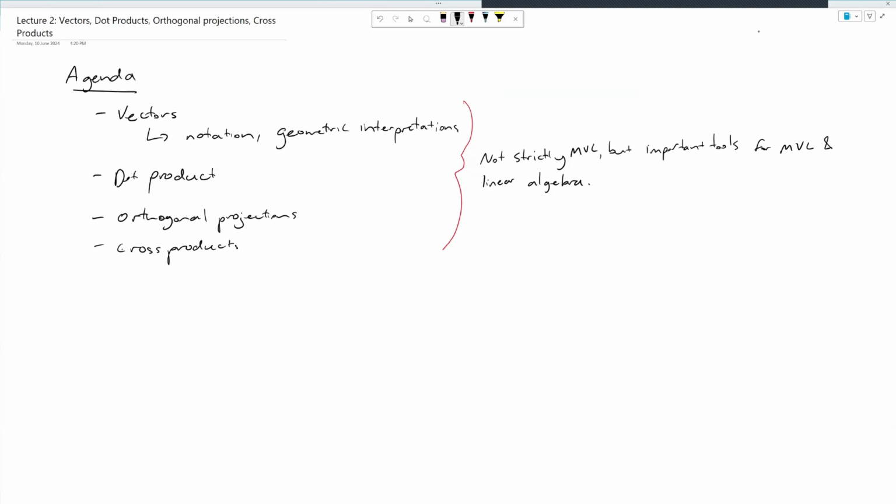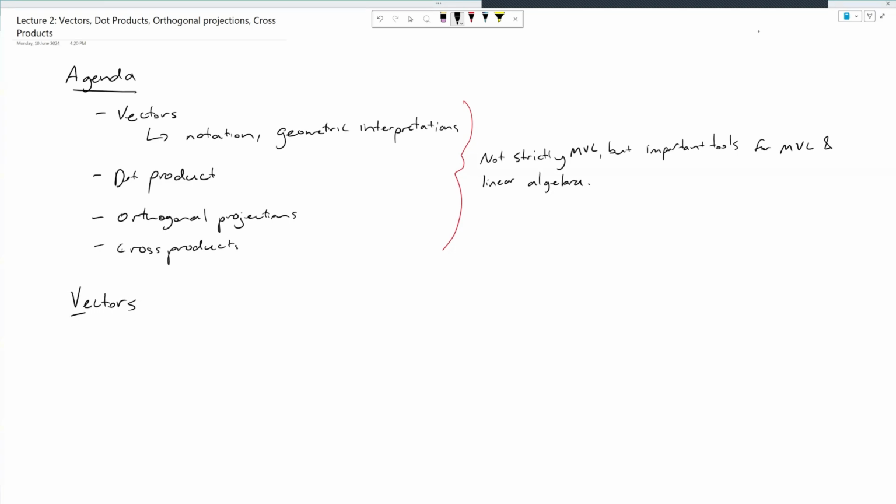So welcome everyone back to the second lecture for multivariable calculus. We will be talking about vectors, dot products, orthogonal projections, and cross products. While these are not strictly only for multivariable calculus, they're incredibly important tools for mathematics in general and have strong relevance in linear algebra and physics as well. Let's start off then. Let's start off with vectors.